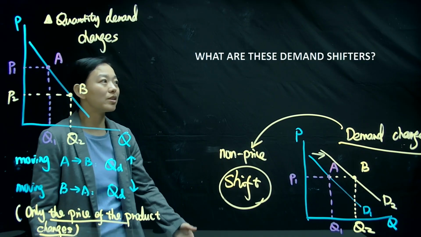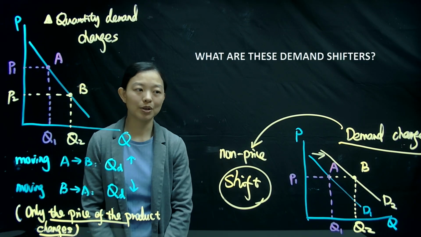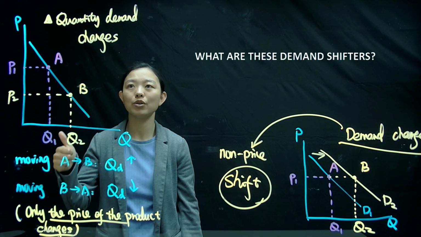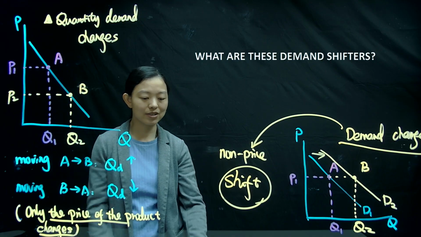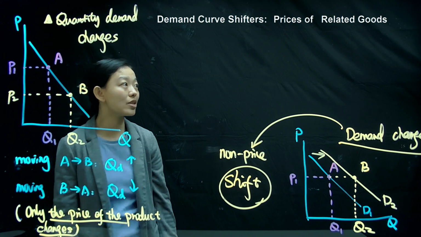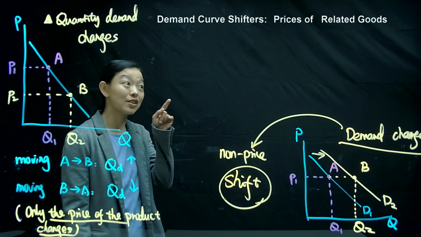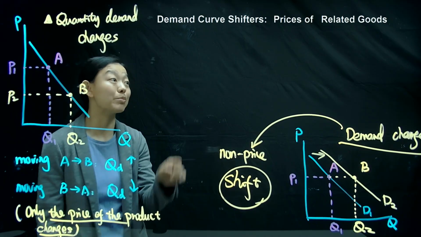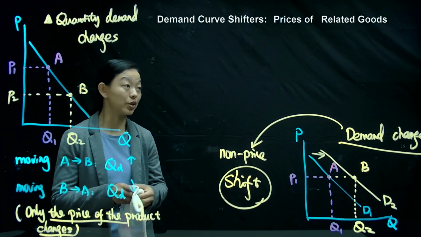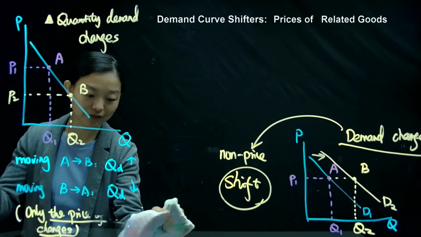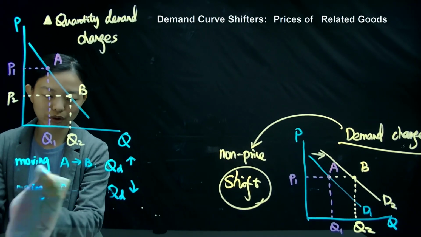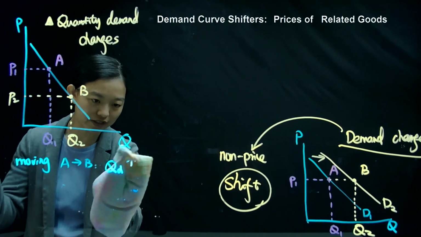Now let's look at what the demand shifters are. The demand shifters, as I just mentioned before, may be your income level, your loyalty, your expectations, right? So let's look at those shifters one by one. Price of the related goods. This is not the price of the product itself, okay? It's the price of the related goods. So here we need to learn what the related goods are. In this chapter, we will learn two different types of related goods, okay?